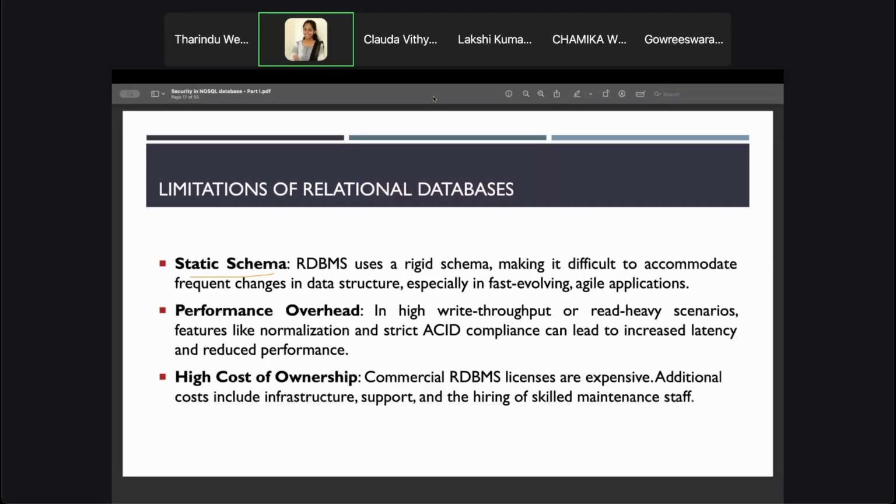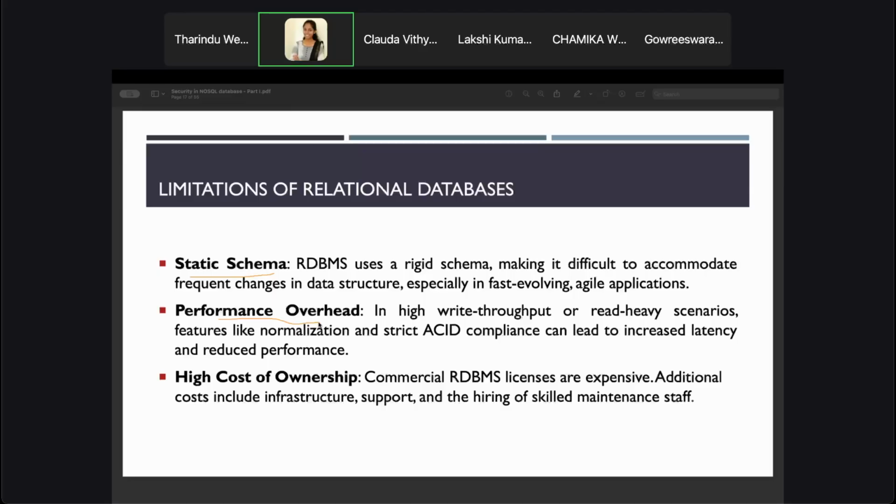The next issue is performance overhead. Why does this performance overhead come? Because these relational databases are very strict: we have to normalize the data, and transactions have to follow the ACID properties. So each time there is a read or a write, all these constraints need to be checked. For example, if your database is divided into multiple tables, and you need to read something from all these tables, you have to perform a complex join operation and retrieve the data. So for each write or read, you have to perform a lot of work, which will decrease the performance of your query processing. That's the next issue.